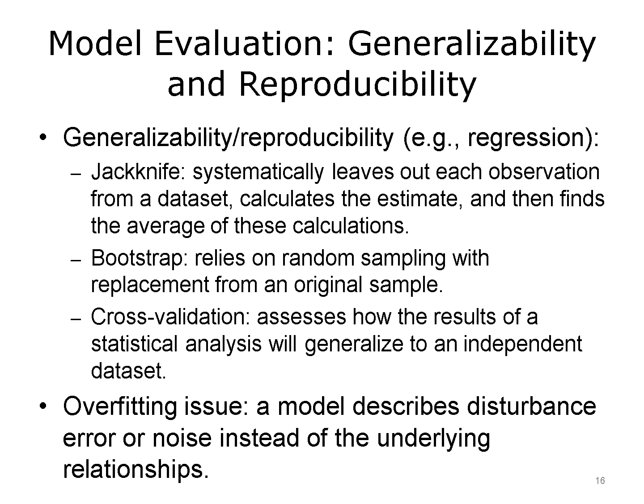Jackknife method, which systematically leaves out each observation from a dataset, calculates the estimate and then finds the averages of these calculations. Bootstrapping, which is a method that relies on random sampling with replacement from an original sample. And cross-validation, which is a technique for assessing how the results of a statistical analysis will generalize to an independent dataset.